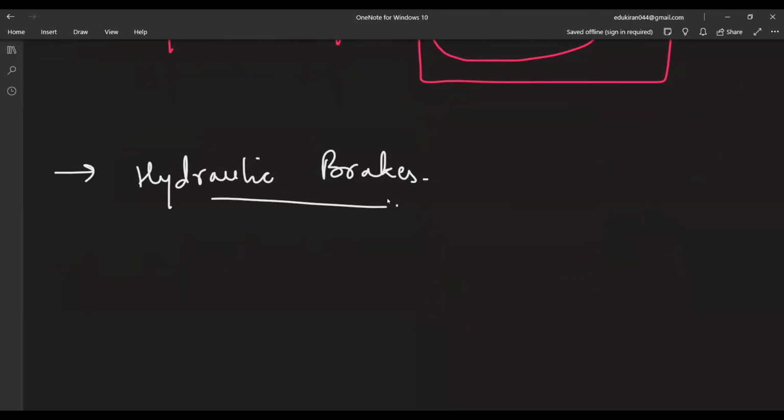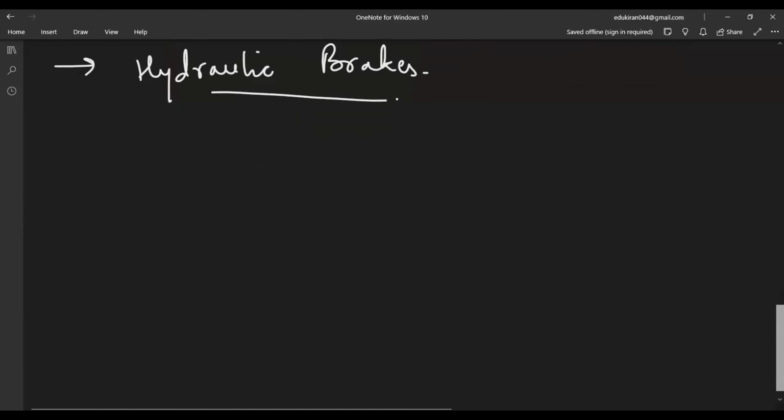Hydraulic brakes. What is a hydraulic brake? Hydraulic brakes are used in automobiles, in vehicles, and they work on Pascal's law of transmission, which you have seen. Now, how are they constructed? What is the construction? So firstly, there is a tube.